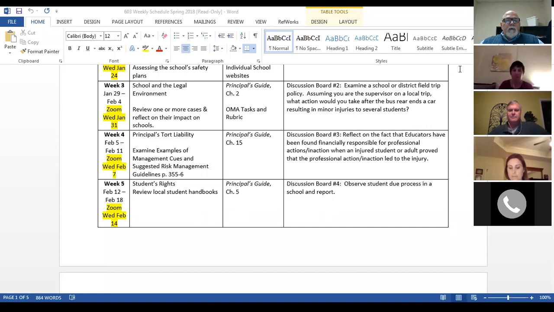Students' rights, review local student handbooks, discussion board, observe student due process in school and report. Some of you have already done your discussion boards. I want to remind those of you who haven't to focus on the process in terms of what rights are observed for the students. To that end, tonight I'm going to go through some documents and show you the student rights section.